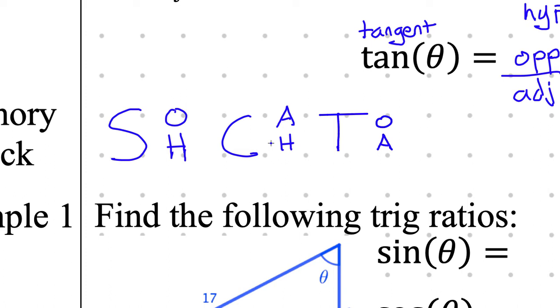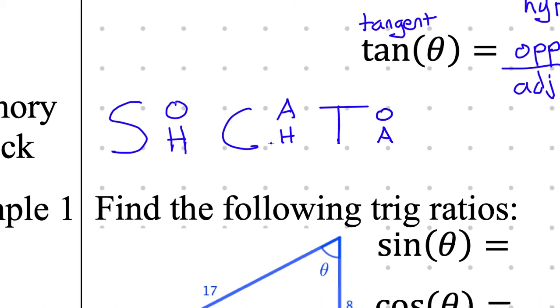All right, can everyone remember Sohcahtoa? Everyone, let's say it like 5 times so we really memorize it. Sohcahtoa. Sohcahtoa. Say it 5 times. Sohcahtoa. Sohcahtoa. All right, let's use it. Let's see if we got this.